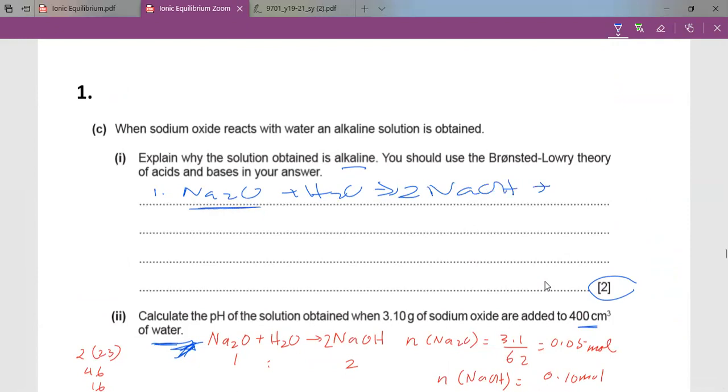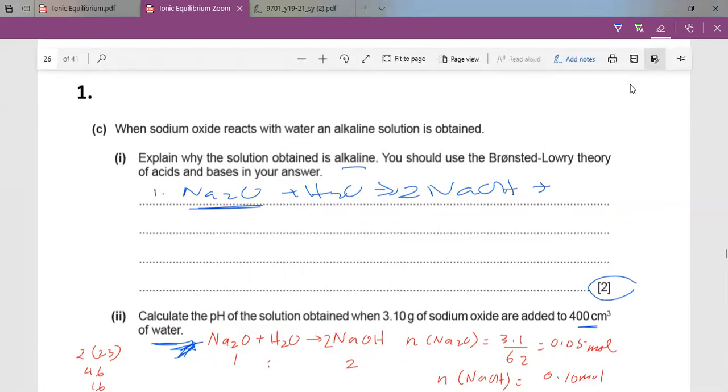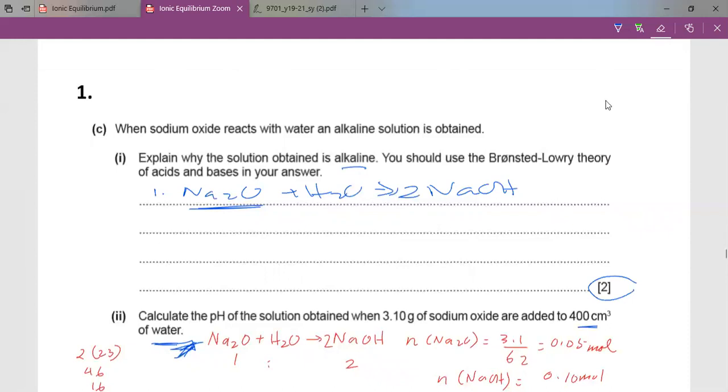Because sodium oxide is not a base, because it does not accept an H plus like that, you have to go from here: Na2O plus H2O gives 2 NaOH. Okay, 2.